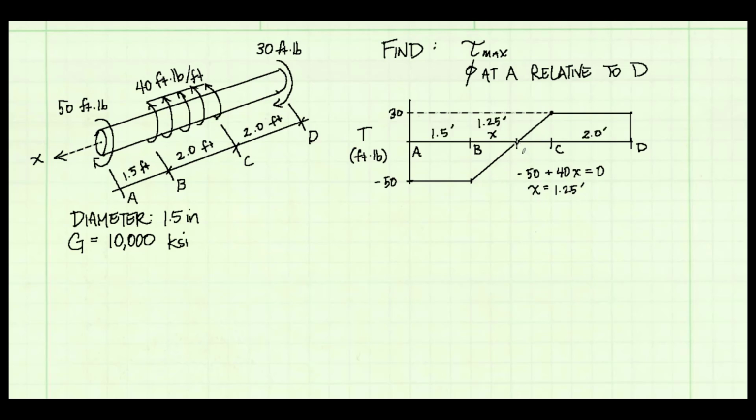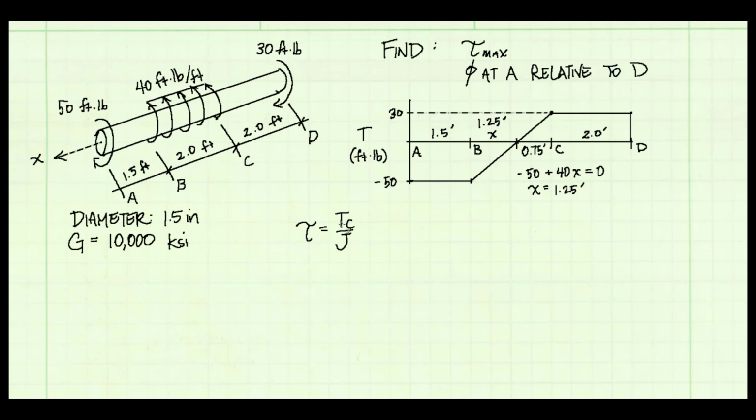And that means the distance from the point of 0 internal torque to point C is 2 feet minus 1.25, or 0.75. Now with my internal torque diagram plotted, I can find the max shear stress. It's going to occur between points A and B, because that's where our maximum internal torque is, and the diameter is constant. Here's the equation for shear stress in a shaft.